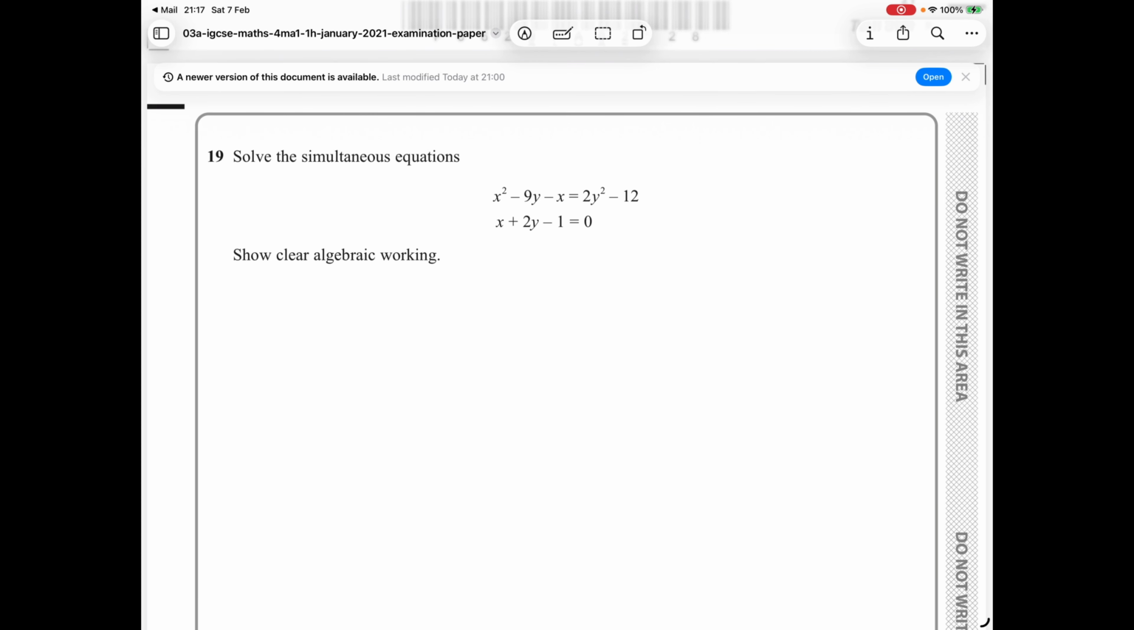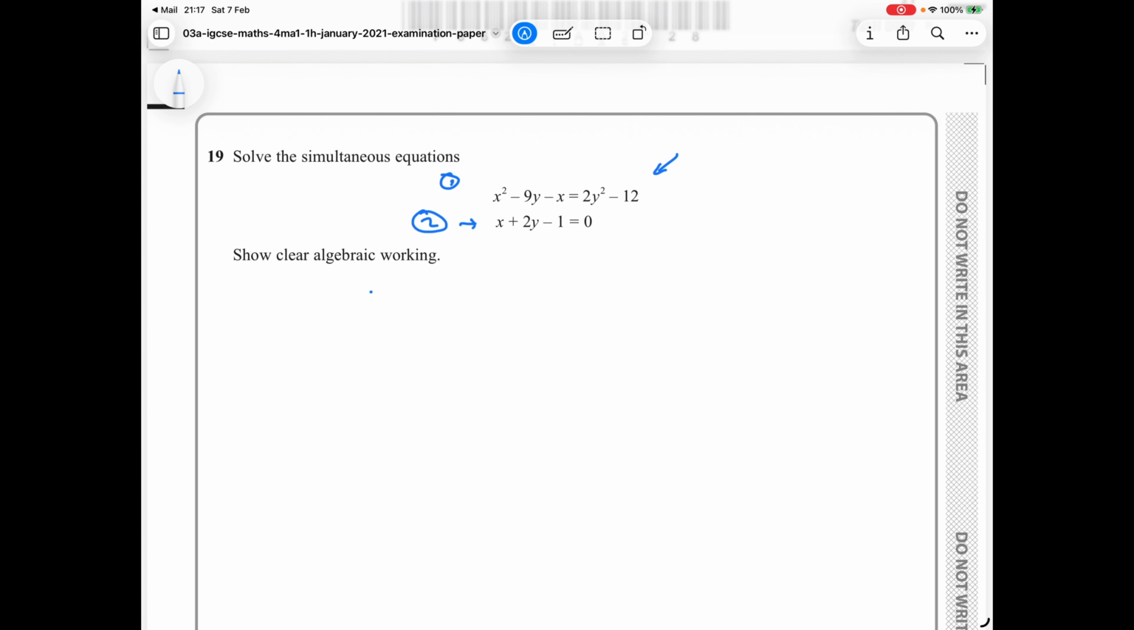We are on to a nasty simultaneous equation, but a simultaneous equation nevertheless. In order to do this, we're going to have to get rid of either the x or the y in the top equation. We're going to do that by taking the second equation, this is 1, this is 2, and rearranging it so that we get it in terms of x.